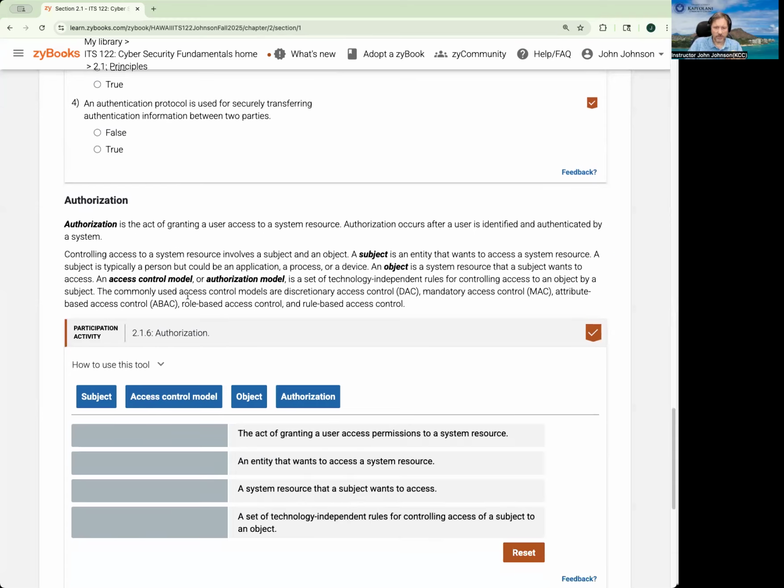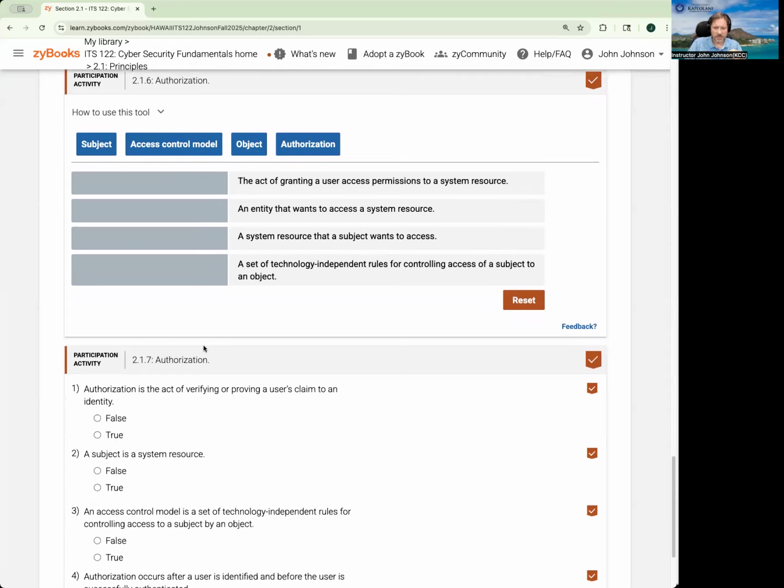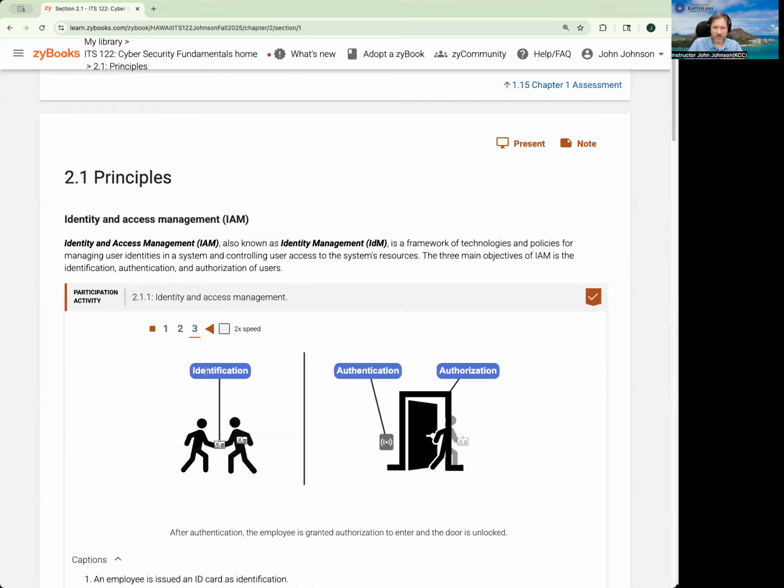But anyway, look down here again. We have the matchups, and we have more true and false to really probe into. Do you understand the full meaning of authorization here? So go ahead and wrap that up. Go through your participation activities, knock them all out, and that will conclude the introduction to principles here.